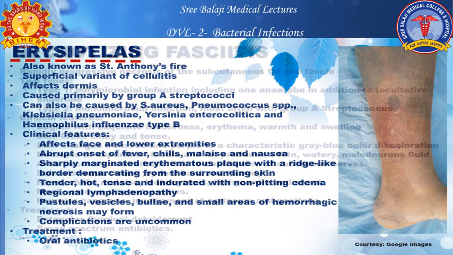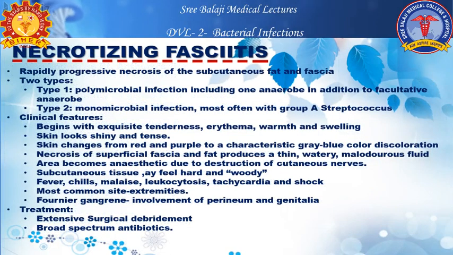Next slide. Necrotizing fasciitis is a rapidly progressive necrosis of subcutaneous tissue caused mainly by Streptococcus. There are two types, one is the polymicrobial type, the other is the monomicrobial type. Clinically, it begins with extensive tenderness, erythema, and swelling, and the skin looks shiny and tense. On the surface, sometimes a purple discoloration will be present. It is due to necrosis of the skin, including the subcutaneous tissue, with a malodor.